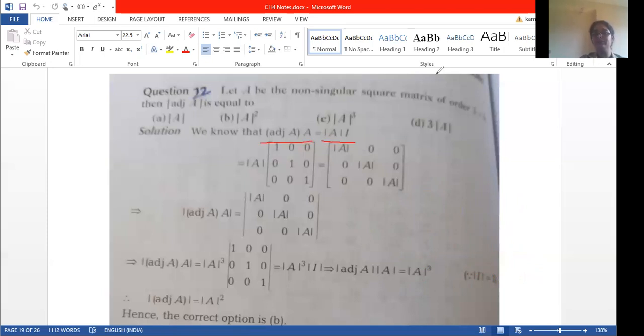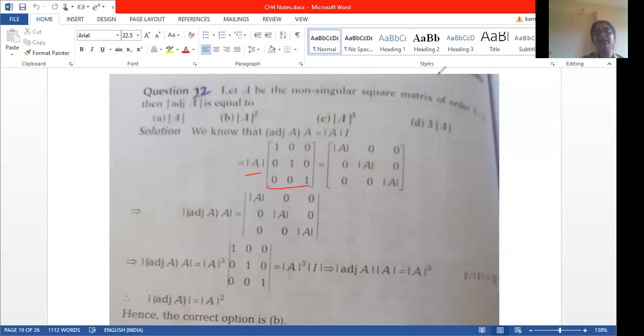Clear? So we have to find the value of determinant of adjoint of A if A is a non-singular matrix. What we have written: adjoint of A into A is determinant of A into I. Determinant of A is multiplied by I, and we write this way, determinant outside and the identity matrix. As the order of matrix is 3 into 3, the identity matrix will also be of order 3 into 3.